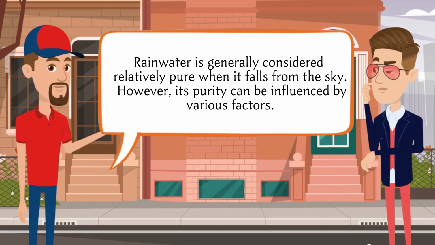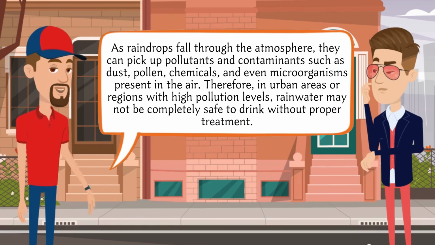Rainwater is generally considered relatively pure when it falls from the sky. However, its purity can be influenced by various factors. As raindrops fall through the atmosphere, they can pick up pollutants and contaminants such as dust, pollen, chemicals, and even microorganisms present in the air. Therefore, in urban areas or regions with high pollution levels, rainwater may not be completely safe to drink without proper treatment.